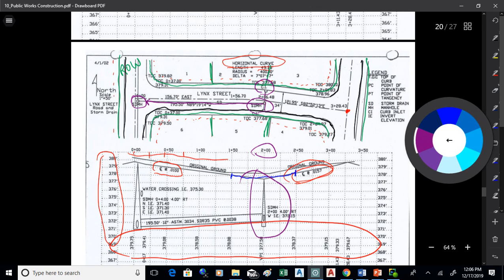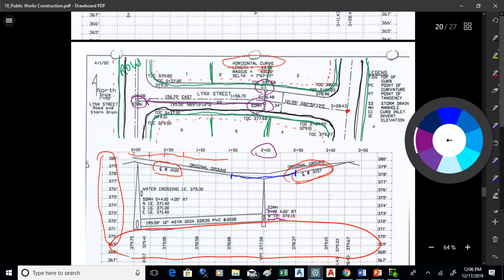Here you see the manhole. That scale is very exaggerated, so the manhole looks very thin. And then you see some information about that. So that's a storm drain manhole, station 2+00. It's 4 feet right of the center line. So we've got this station and how far right of the center line it is. Then it has a western invert elevation, i.e. invert elevation, of 372.15 feet above sea level.